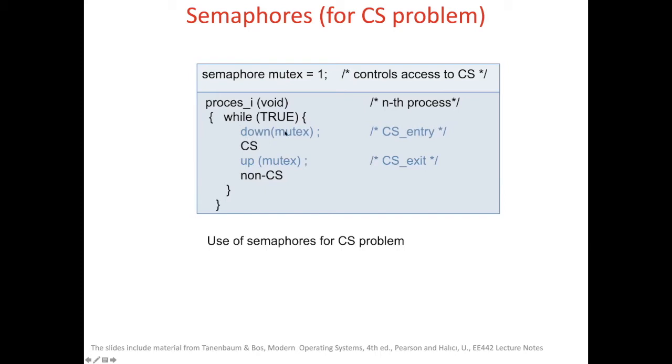Just before entering the critical section, the down operation is applied on mutex. So this corresponds to the critical section entry code. And after the critical section, there is up mutex, and this corresponds to the critical section exit code. And after that comes the non-critical section.